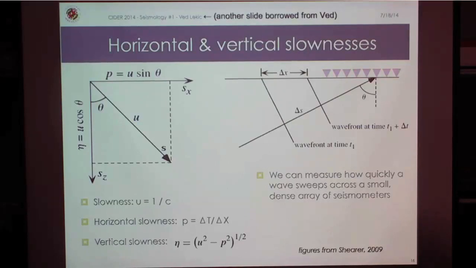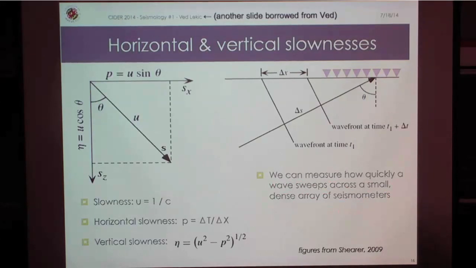If you have a much bigger slowness, then the next station along, it's going to take a while for the wave to get there because it's going basically sideways. There's a distance between you and the next station. So slowness you can think of as how quickly a wave sweeps across a small, dense array of seismometers.